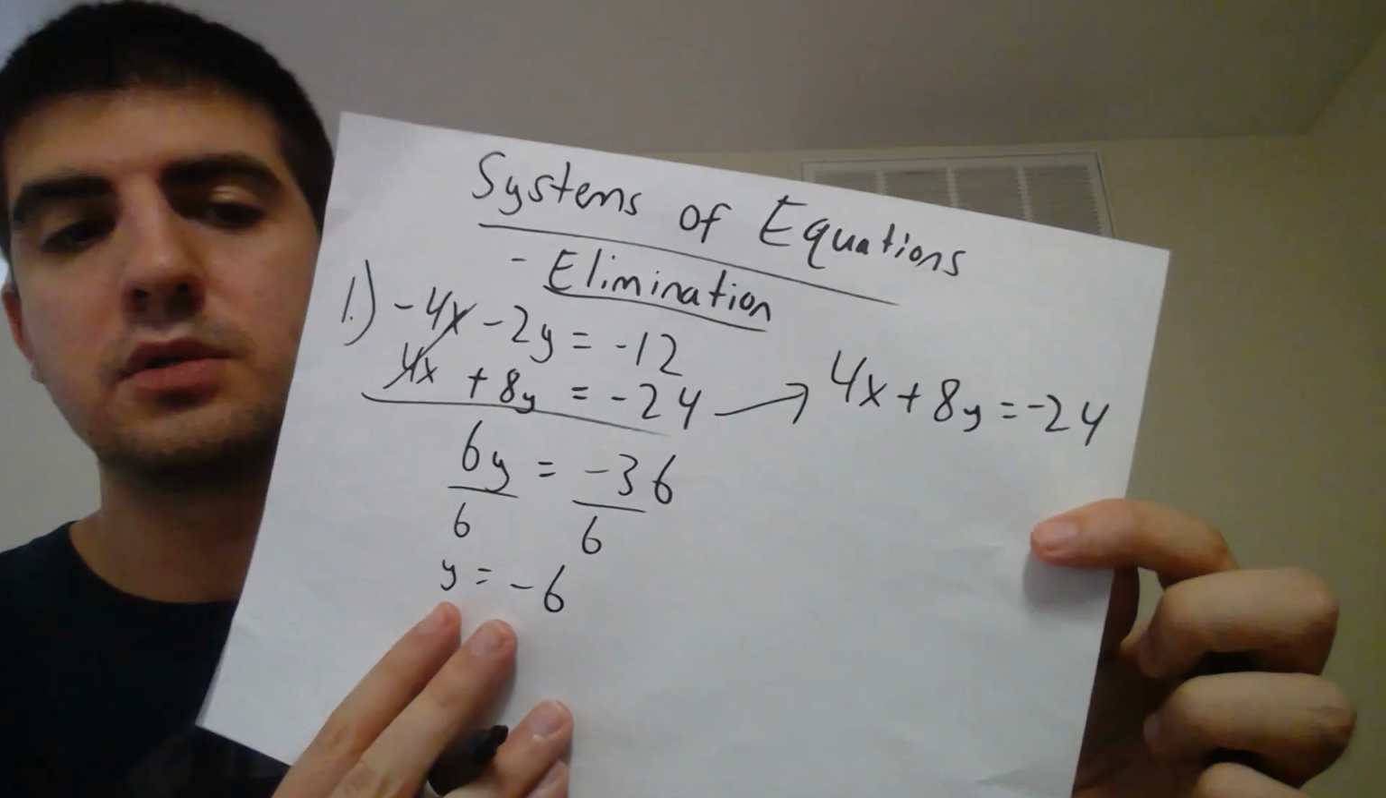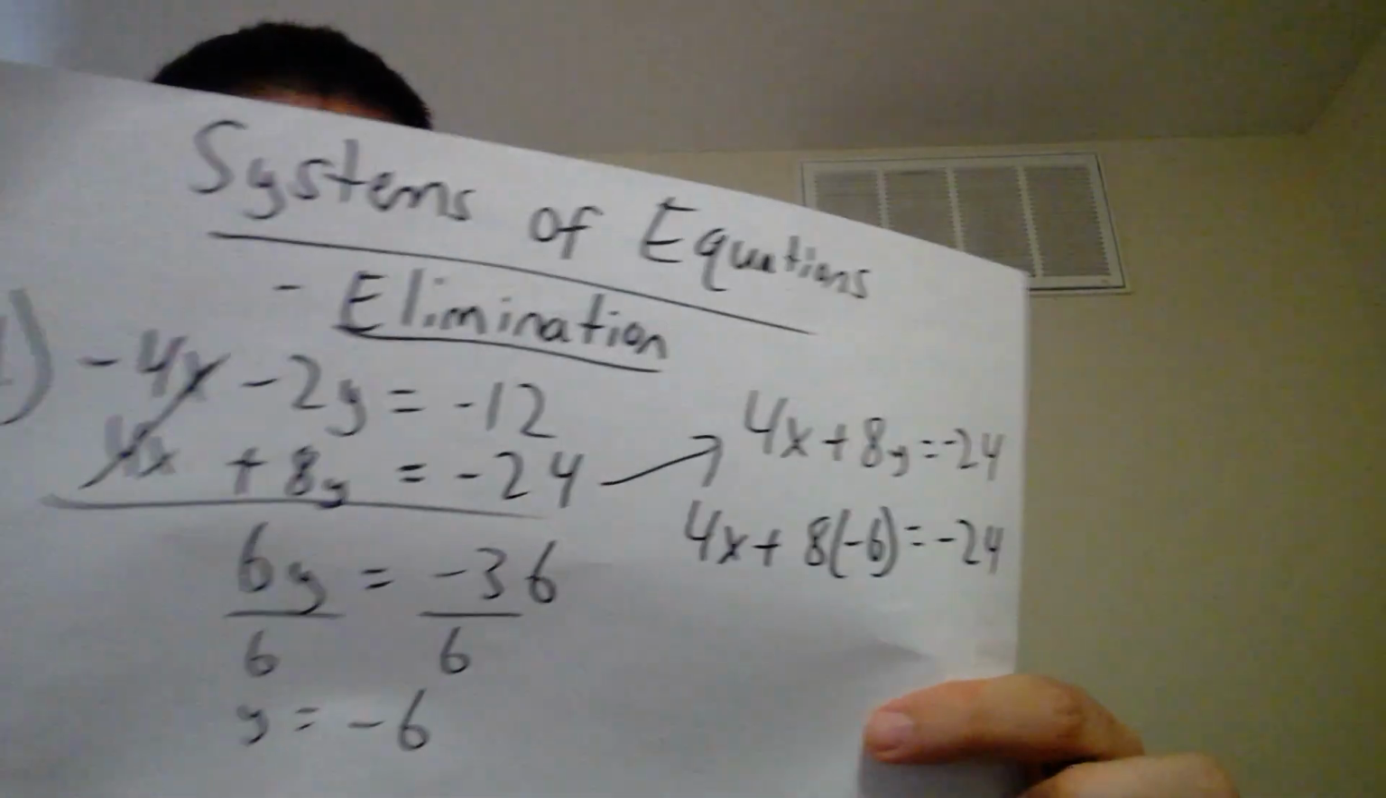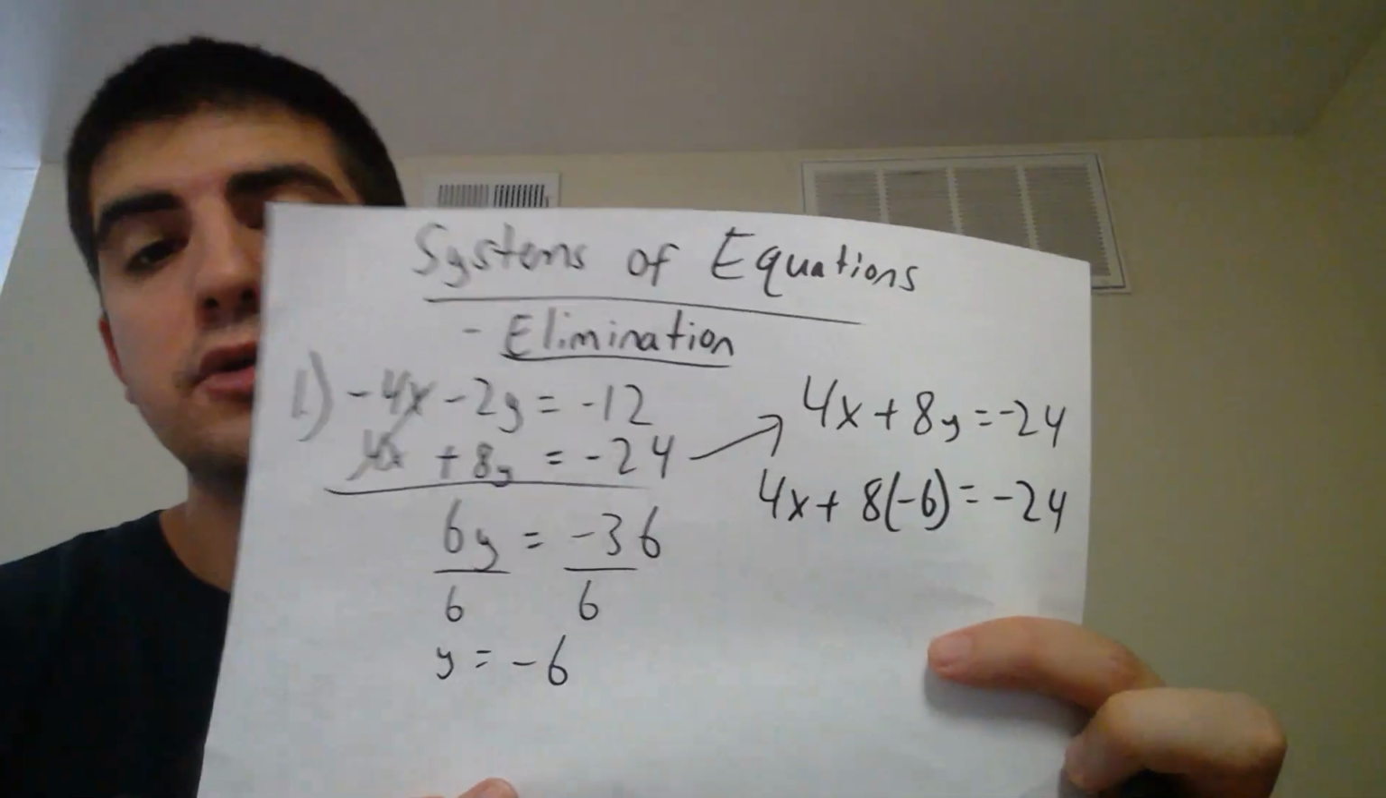So what was, and I like rewriting it, you don't have to do this. That was our equation, right? And wherever you see a y, I'm going to sub in -6. And I'm just going to solve that on my own. You should pause the video now and solve it on your own as well. You should be able to do this.